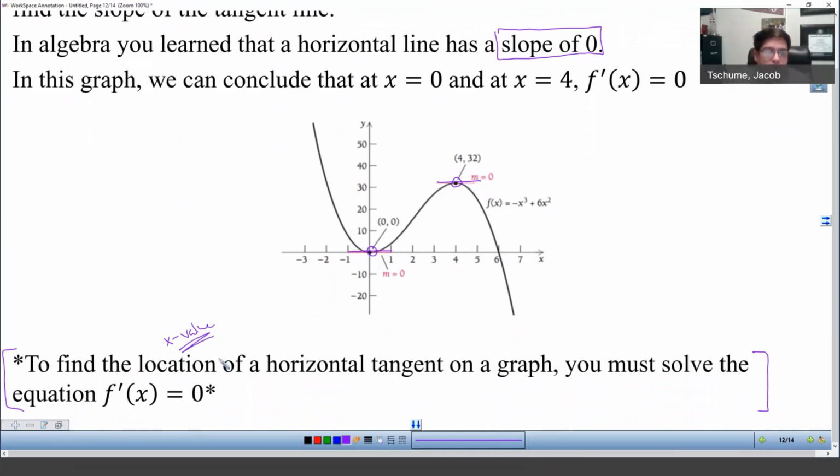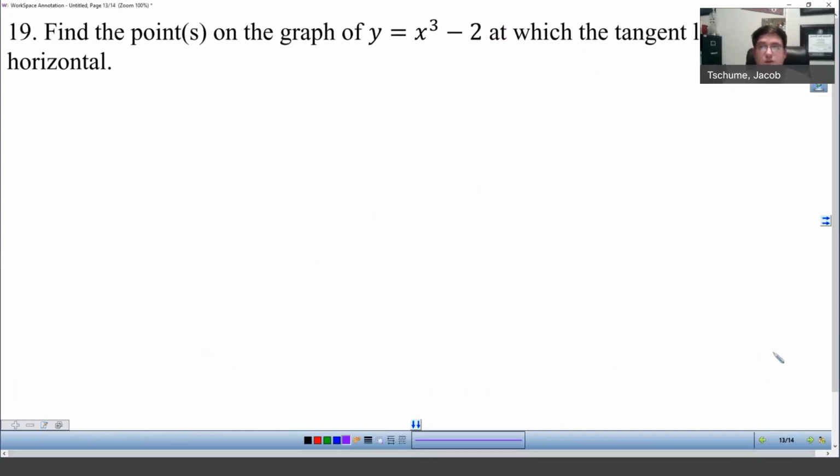To find the location of a horizontal tangent on a graph, what you will have to do is take the first derivative of the function. You're not going to plug anything into it. Instead, you're going to set it equal to 0, and you have to solve the equation. That may involve some simple solving. It may involve some factoring. It all depends on what the original problem says. But to find where a horizontal tangent occurs, you will set the derivative equal to 0. So let's do an example of that.